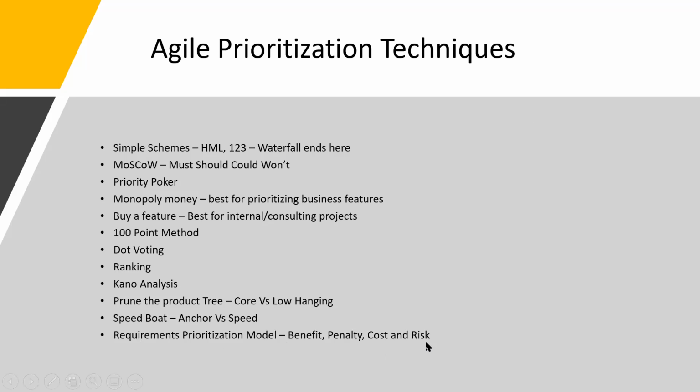Okay. The last one is the requirements prioritization model, where we have a matrix of benefit, penalty, cost, and risk. We don't place the user tickets. We give a number to each of the tickets based on, for example, okay, I'm going to a whiteboard here, and I'll be going through the requirements prioritization model as well as Kano analysis.